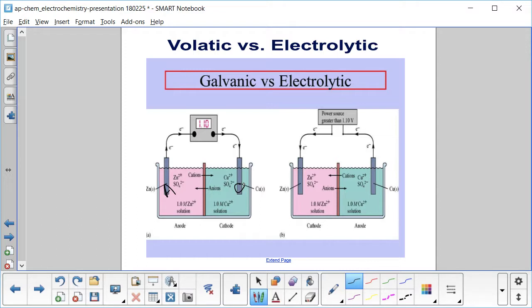Whereas on the right, we have the reverse happening, the electrolytic process, and you can see we have some power source that's much greater than the 1.10 volts, and we force the reaction to go in the opposite direction. So now this would be the anode, and this would be the cathode. So they're switched in an electrolytic process.